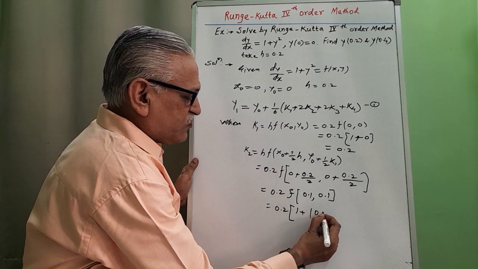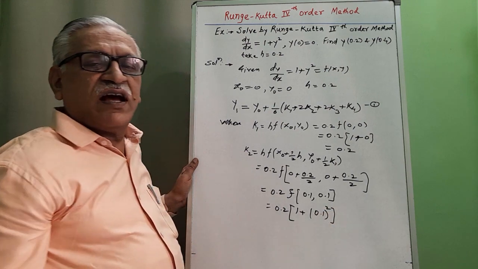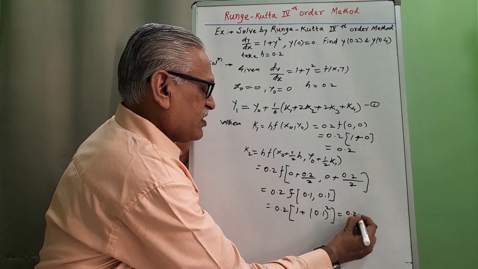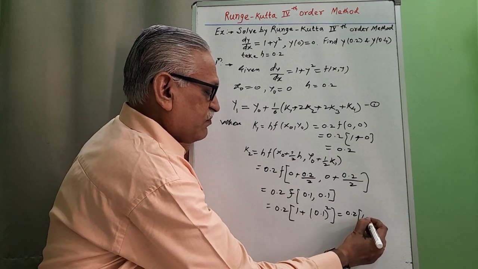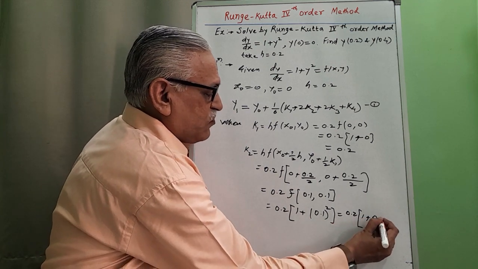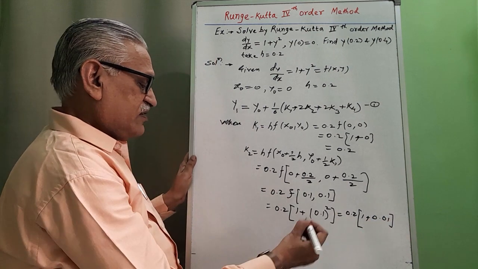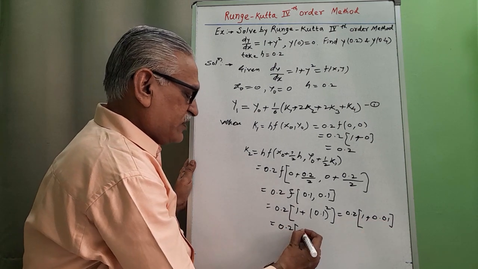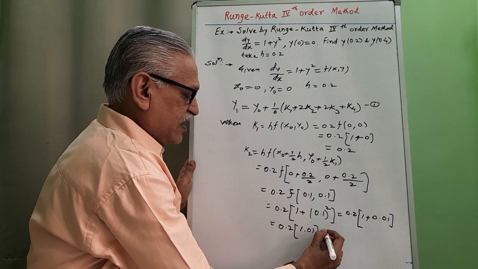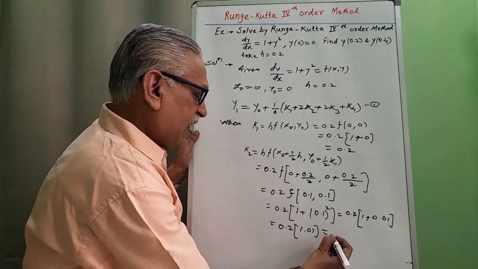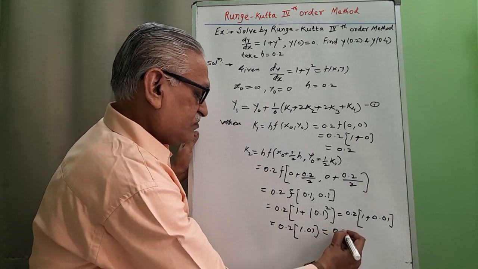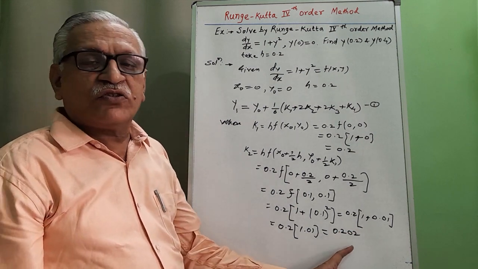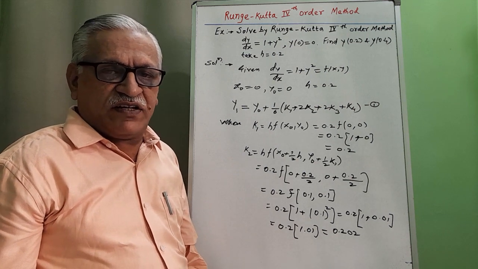y is here 0.1 square, and then by using calculator we get that value as 0.2 multiplied by 1 plus square of this 0.1 is 0.01, and therefore that becomes 0.2 multiplied by 1 plus 0.01 is 1.01, and multiplying it by 0.2 we get that value as 0.202. The value of k2 is 0.202.